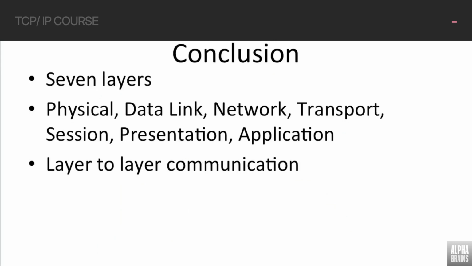In conclusion, there are 7 layers to the OSI model: the physical, data link, network, transport, session, presentation, and application. And of course, this is all layer-to-layer communication. You would never have layer 2 on one side communicating with layer 3 on another side. That's just not the way it works. So it's layer-to-layer communication.